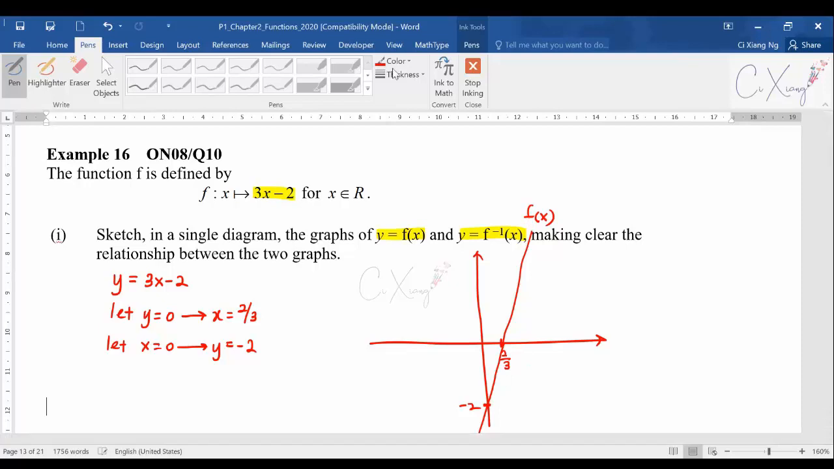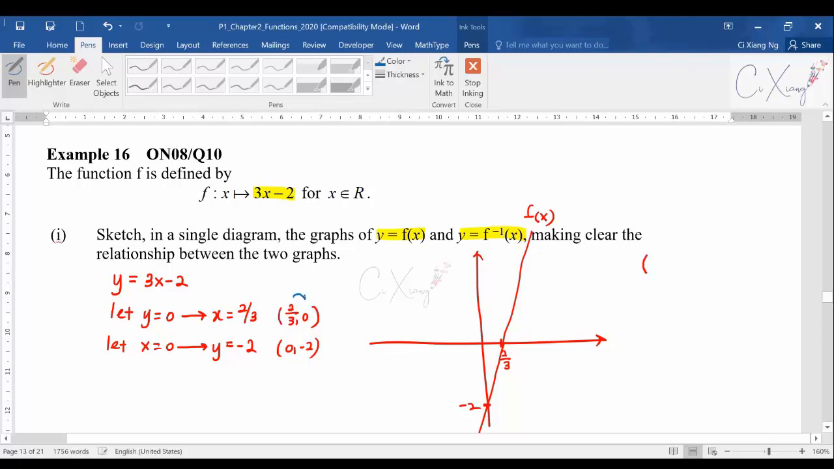Now if I want to sketch the graph of f inverse, what do I have here? This one is 2 over 3 and 0. This one is 0 and negative 2. So without finding the inverse function, I can also sketch the inverse function. How can I sketch it? When I want to sketch the inverse function, these are the original points that I have. What I need to do is swap them. So now the y becomes x and the x becomes y. So this particular point will become 0 and 2 over 3. Where is 0 for x, then 2 over 3 for y? It will be somewhere here.